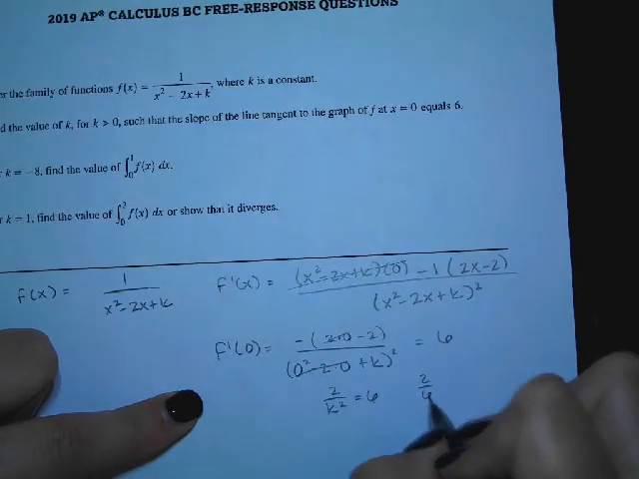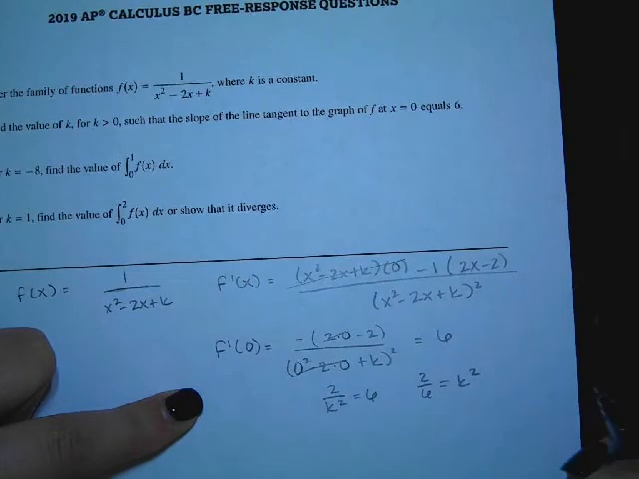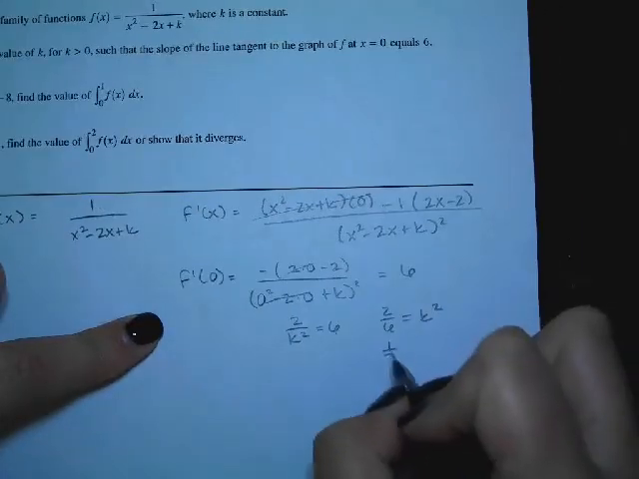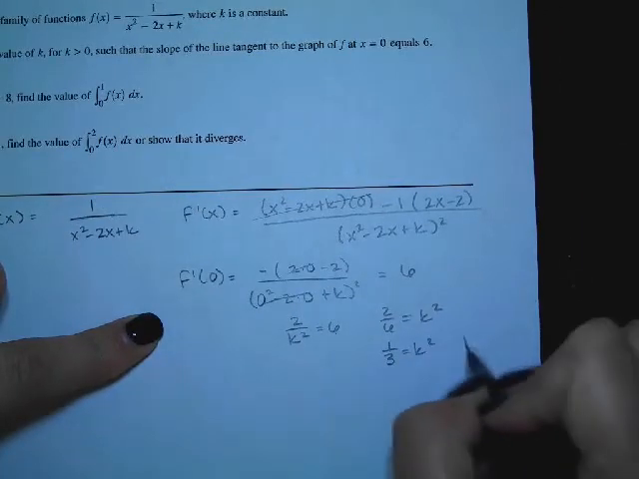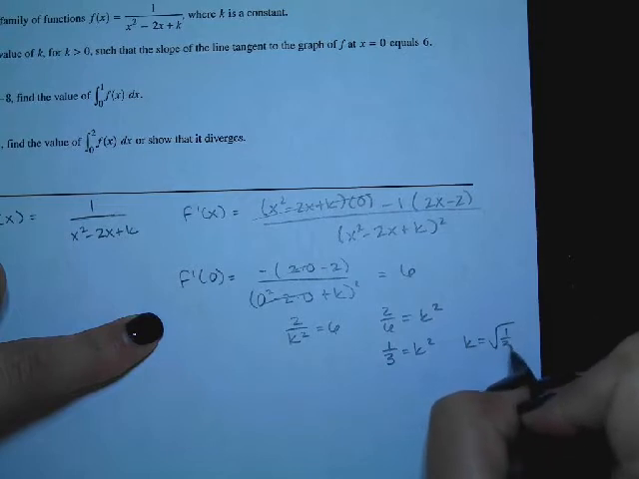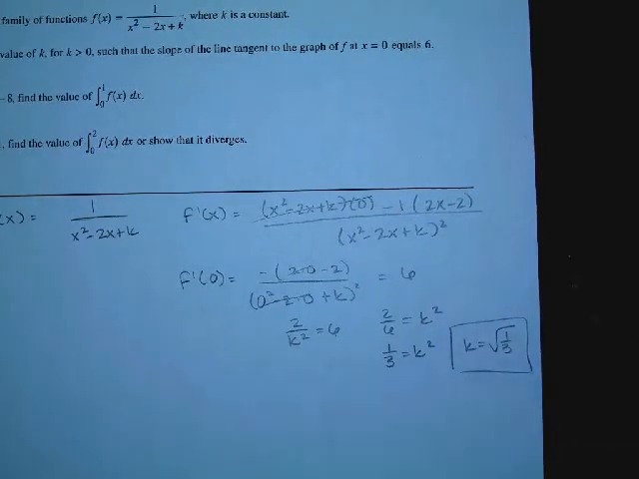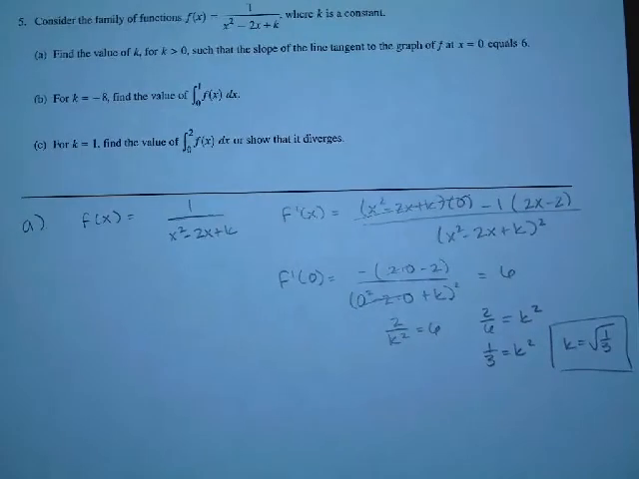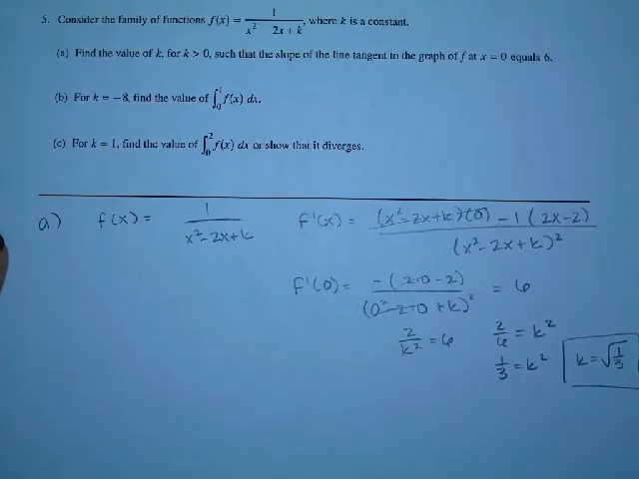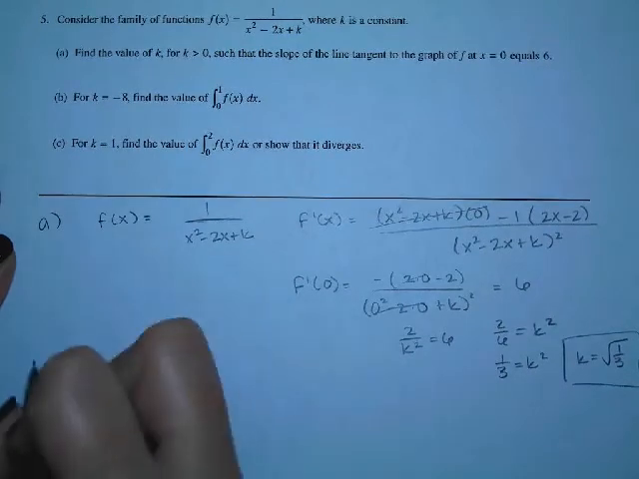So 2 over 6 equals k squared. So 1/3 equals k squared, and k is the square root of 1/3, and it would be plus or minus, but they said positive k value, k is greater than 0. You can rationalize that, but you don't need to. You can just leave it as square root 1/3. That's totally fine. All right, part B.